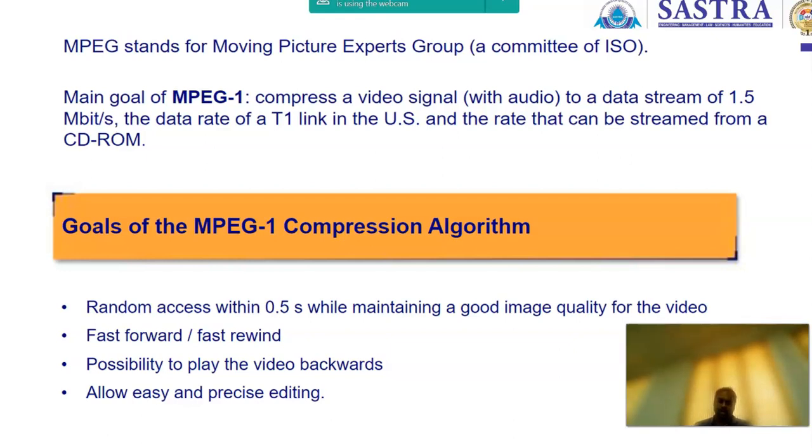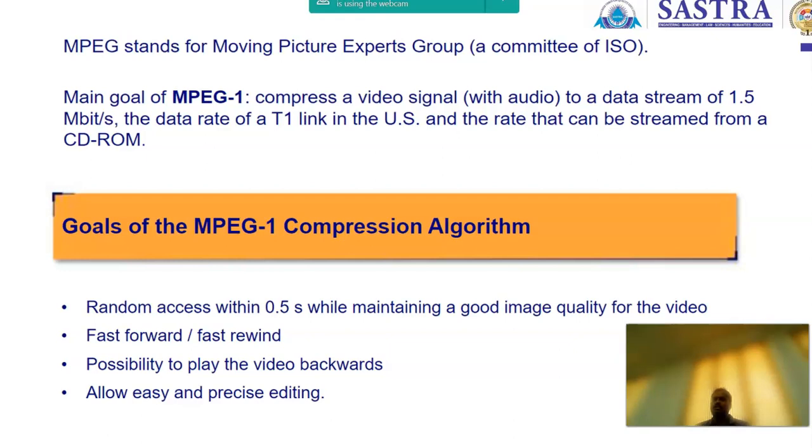So who actually framed this? The main goal of the MPEG 1 compression technique is that it compresses a video signal, which contains audio also, to a data stream of 1.5 megabits per second, the data rate of a T1 link in the states, and the rate that can be streamed from a CD-ROM. At that speed it will transfer the information.